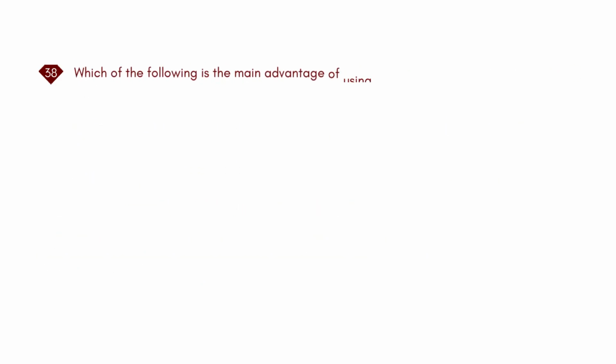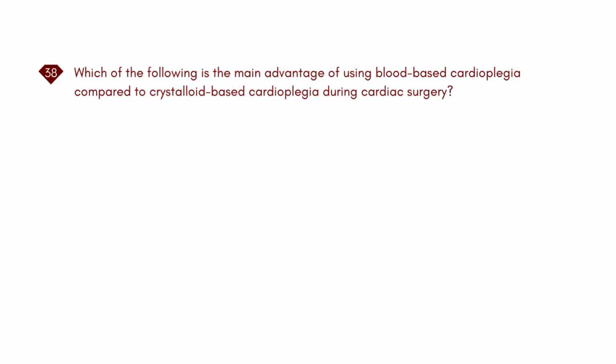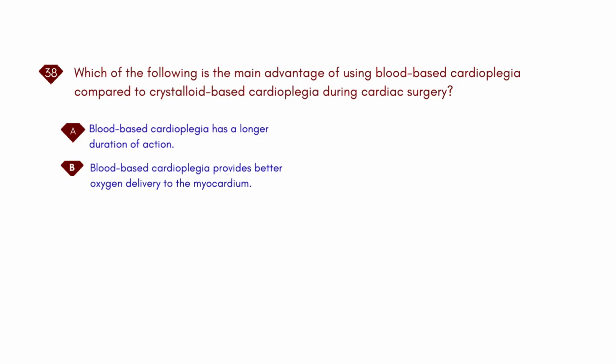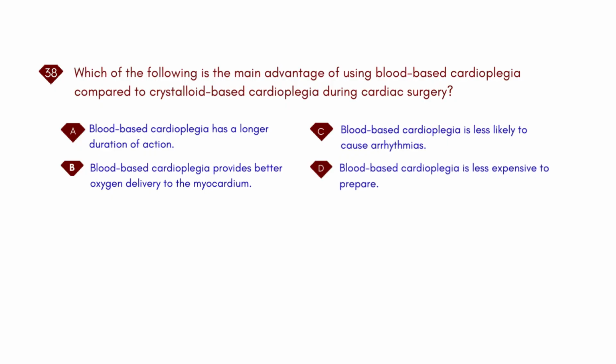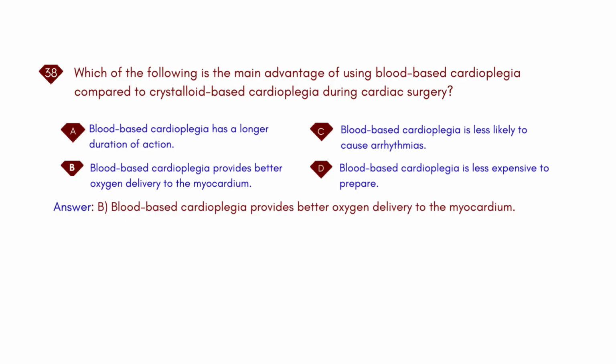Which of the following is the main advantage of using blood-based cardioplegia compared to crystalloid-based cardioplegia during cardiac surgery? A. Blood-based cardioplegia has a longer duration of action. B. Blood-based cardioplegia provides better oxygen delivery to the myocardium. C. Blood-based cardioplegia is less likely to cause arrhythmias. D. Blood-based cardioplegia is less expensive to prepare. Answer: B. Blood-based cardioplegia provides better oxygen delivery to the myocardium.